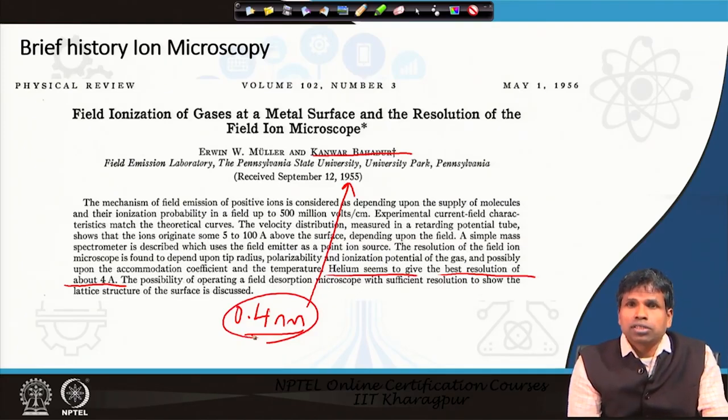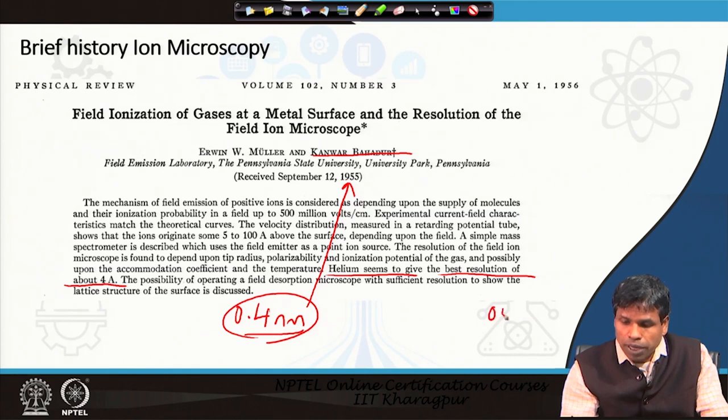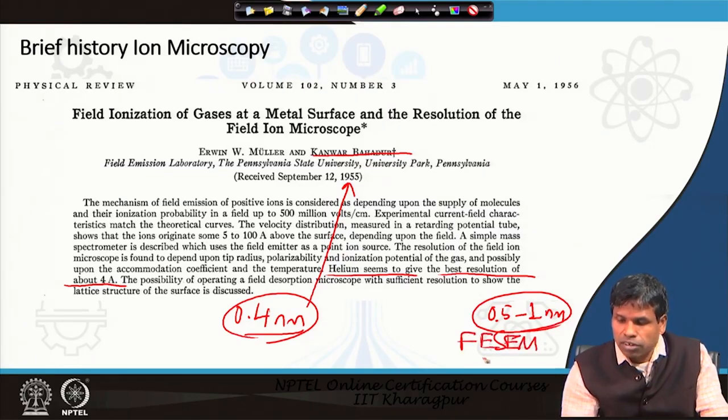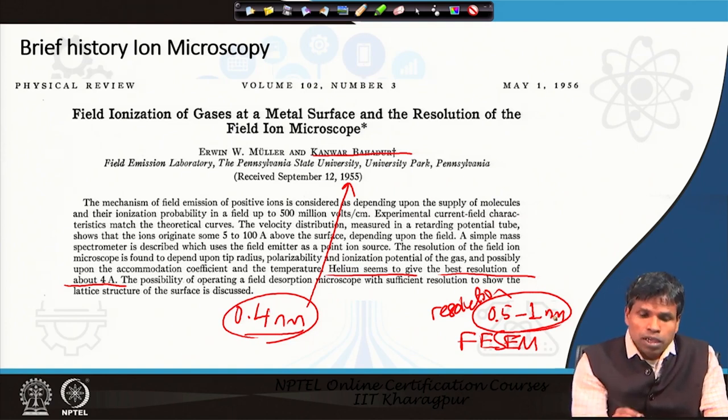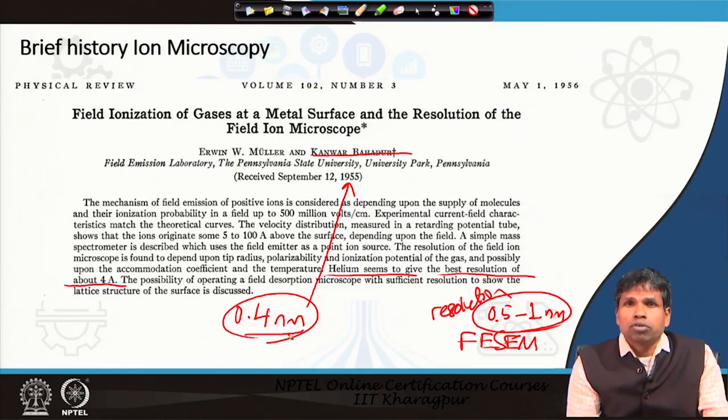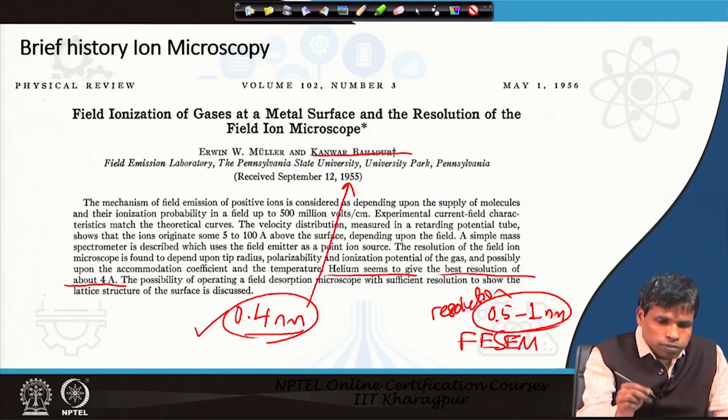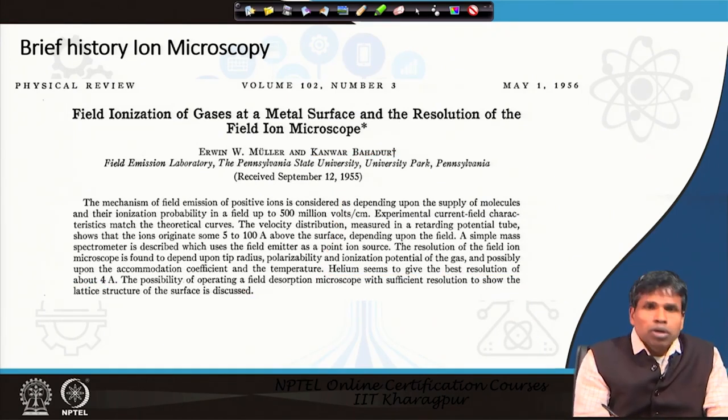If we go back to scanning electron microscopy, I have mentioned that the resolution of modern day field emission gun scanning electron microscopy is around 0.5 to 1 nanometer. Now you see, in 1955 Erwin Muller and Kanwar Bahadur could succeed in getting a resolution much better than what we have today. This indicates the importance of ion microscopy in achieving atomic scale resolution. And they used a simple fluorescent screen to see the bright dots, which indicate the presence of the atoms at the tip of the electrode.